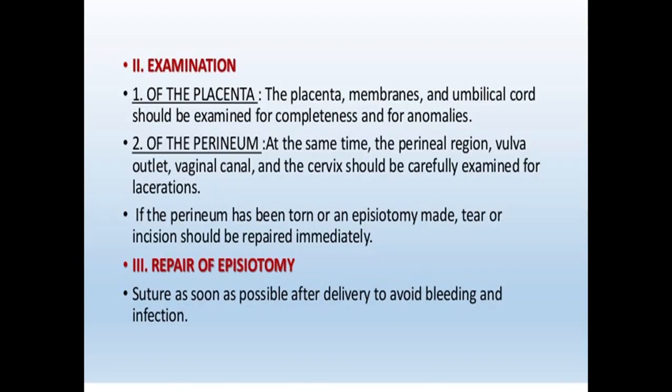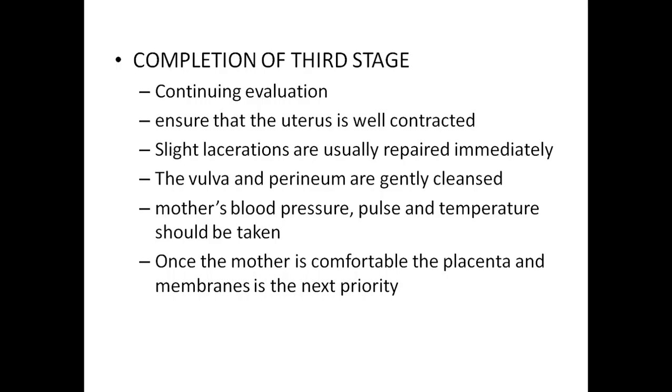Second is examination. Examination of the placenta and examination of the perineum. The placenta, membranes, and umbilical cord should be examined for completeness and for any anomalies. Of the perineum, at the same time, the perineal region, vulva, outlet, vaginal canal, and cervix should be carefully examined for lacerations. If the perineum has been torn or an episiotomy is made, the tear or incision should be repaired immediately. Repair of the episiotomy and suturing should be done as soon as possible after delivery to avoid bleeding and infection.